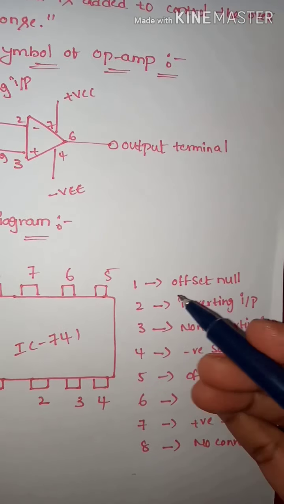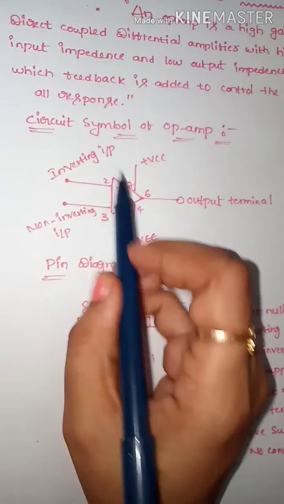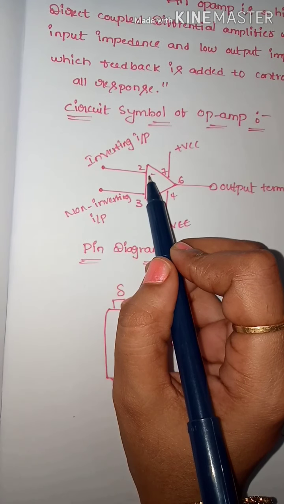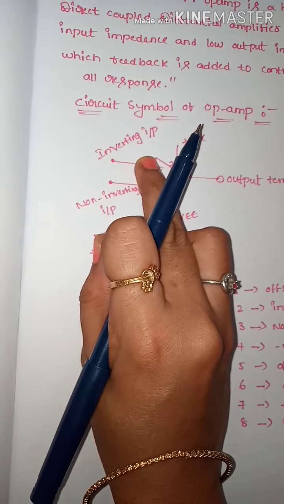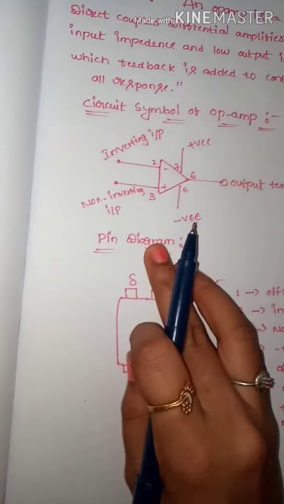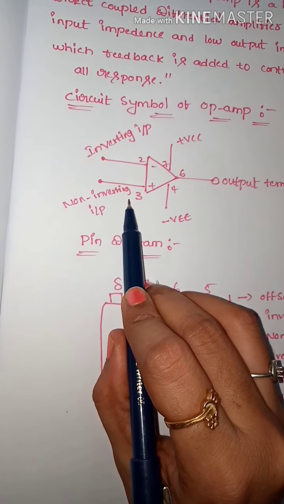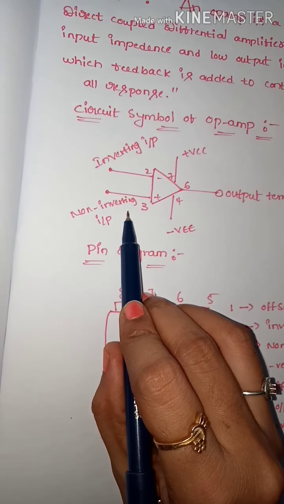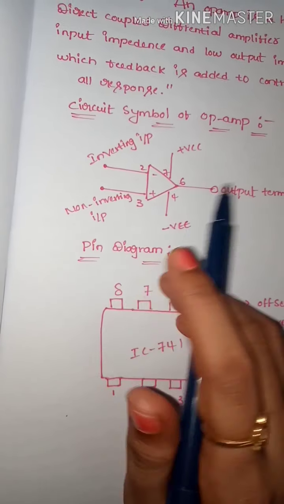See here, each and every pin is written here. Here this is the negative input. This negative input is the inverting input. If an AC signal or DC voltage is applied to this, it will produce an output 180 degrees out of phase. This is the positive input, that means the non-inverting input. If an AC signal or DC voltage is applied to the input here, it will produce an output 360 degrees in phase, or the same polarity, at the output.